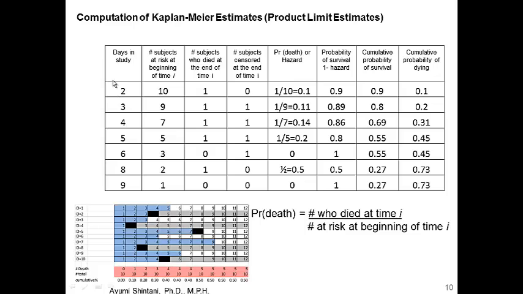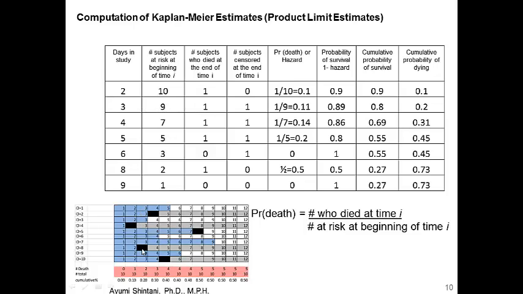So here what I put is day 2. And we have a total of 10 patients at the beginning of day 2. And at day 2, we have 1 person died, okay? And no one was censored. At the beginning of day 3, we have a total of 1, 2, 3, 4, 5, 6, 7, 8, 9. So we don't count the person who experienced the event here. So we have a total of 9 patients at the beginning of day 3.